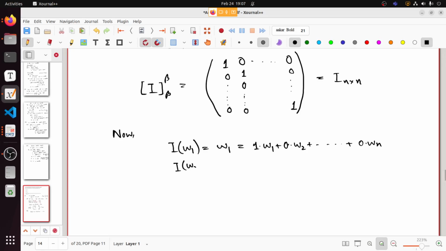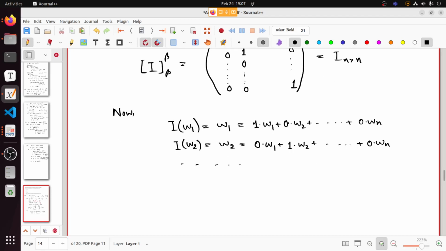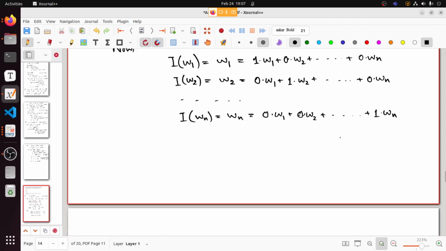Similarly, I of w2 will be w2. So you can write this as 0 w1 plus 1 w2 plus ... 0 wn, right? Do the similar thing for the last one. I of wn will be wn, so it will be 0 w1 plus 0 w2 plus ... 1 wn, right?